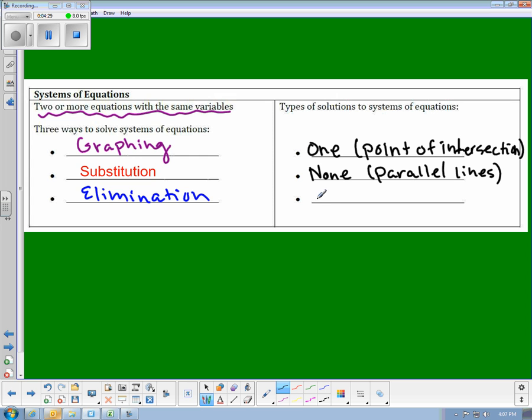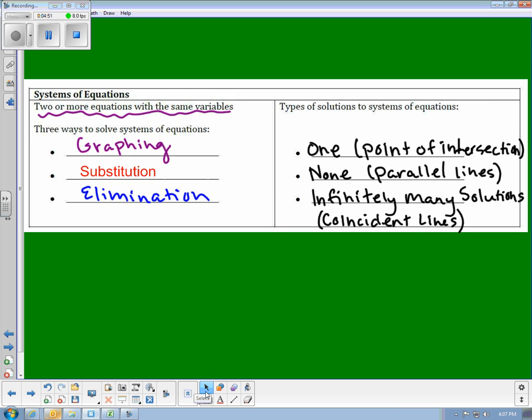And then the last one is when we have infinitely many solutions. Infinitely many solutions occurs when we have what's called coincident lines, or in other words, lines that really end up having the same equation. If they have the same equation, then they're going to be in the same place. They're going to lie one line right on top of the other. So that has infinitely many solutions because every point is on both lines. So those are the three different types.